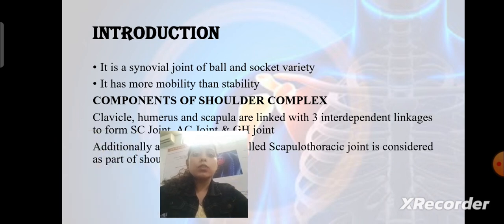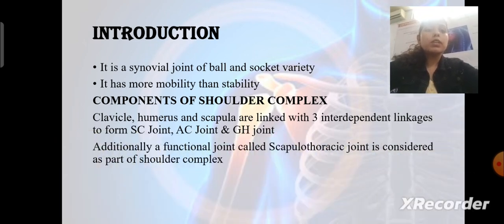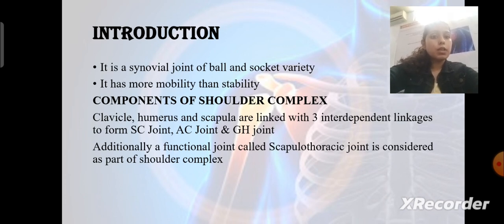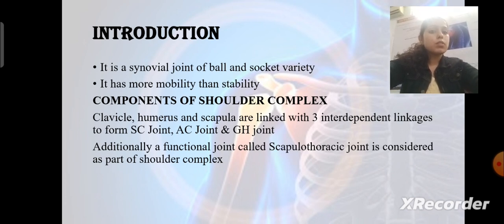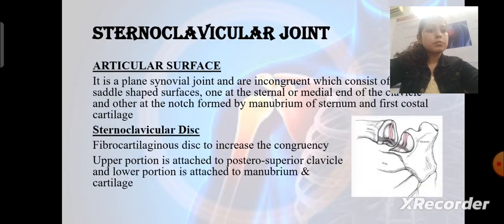Next are the components of the shoulder complex. The shoulder complex includes the clavicle, humerus and scapula, linked with three interdependent linkages to form the sternoclavicular joint, AC joint and glenohumeral joint. Additionally, a functional joint called the scapulothoracic joint is considered part of the shoulder complex. So the shoulder complex consists of four joints: first is the sternoclavicular joint, second is the acromioclavicular joint, third is the glenohumeral joint and fourth is the scapulothoracic joint.